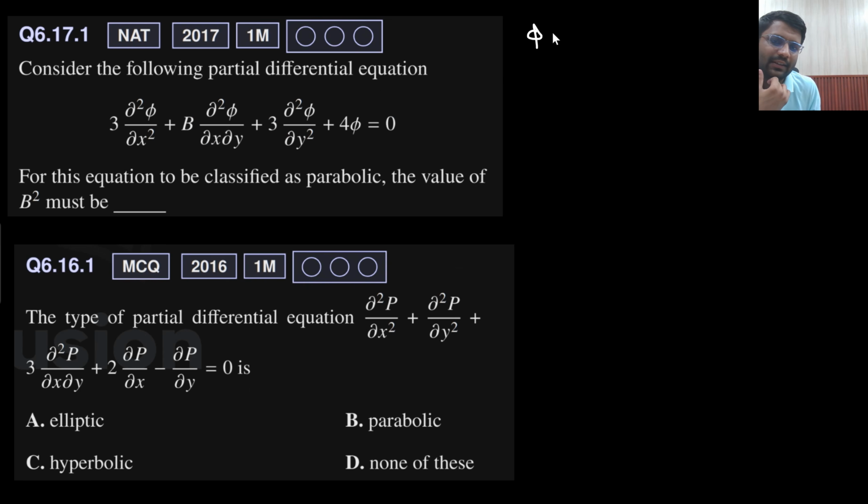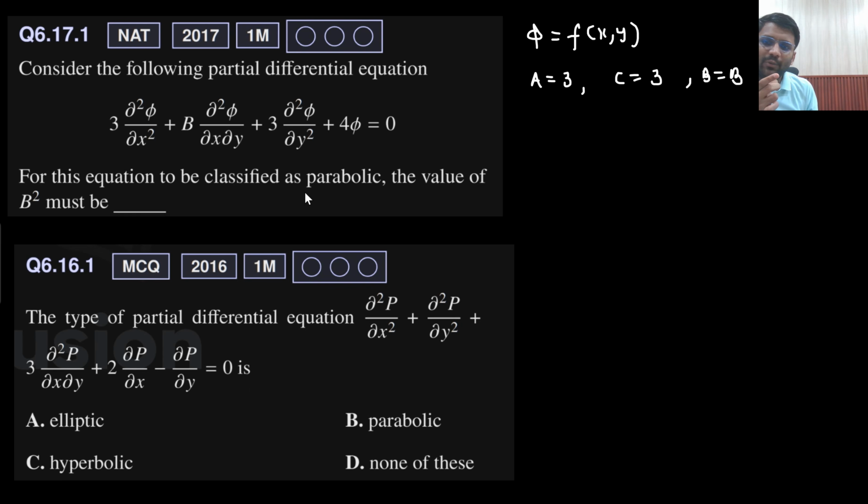Here, sir, I can see that phi is a function of x comma y. So I need to see double differentiation of phi with respect to x, A, is 3. Double differentiation of phi with respect to y, C, is also 3. Double differentiation of phi, once with respect to x, then with respect to y, so b value is b only.